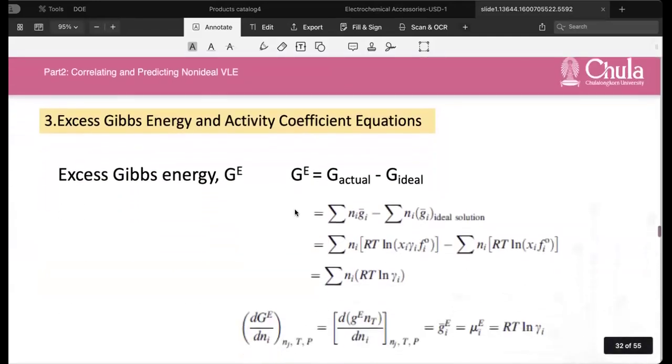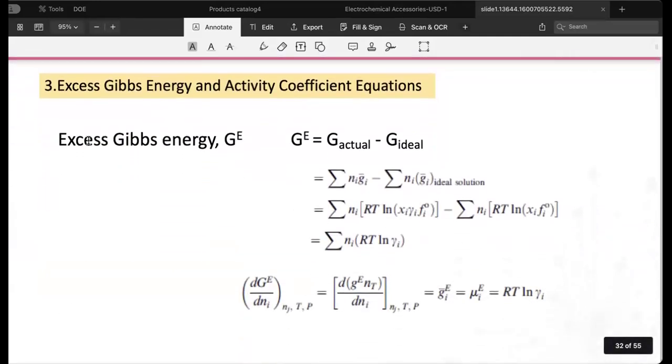So we have to look at the excess Gibbs energy. You learned excess Gibbs energy before the midterm. If you cannot remember, just go back and read a bit.